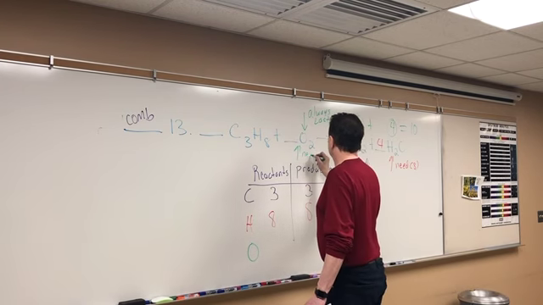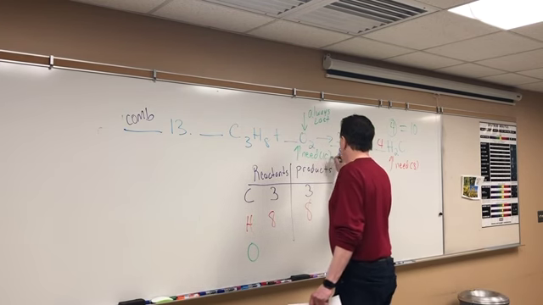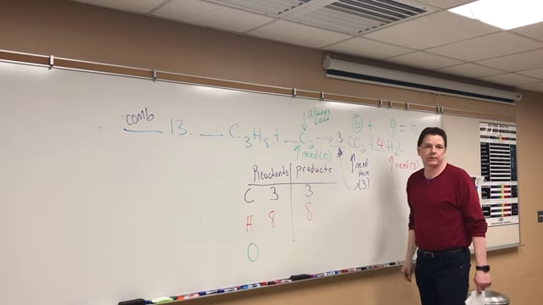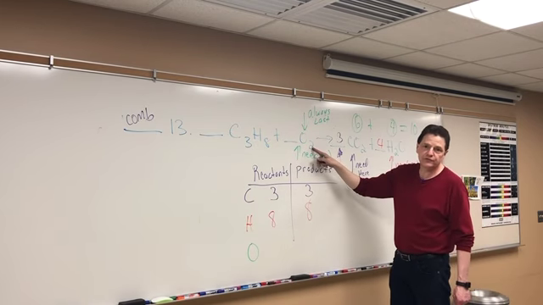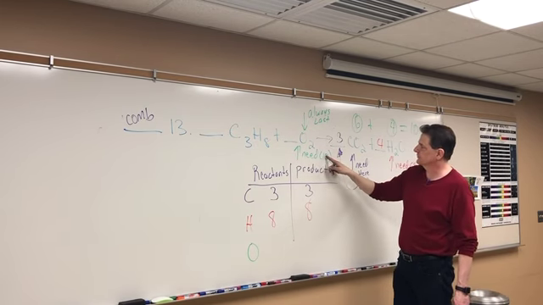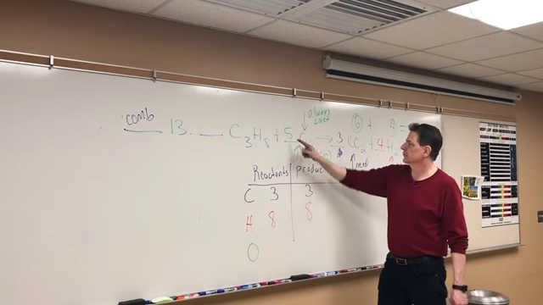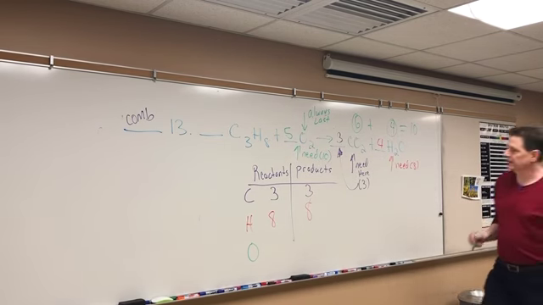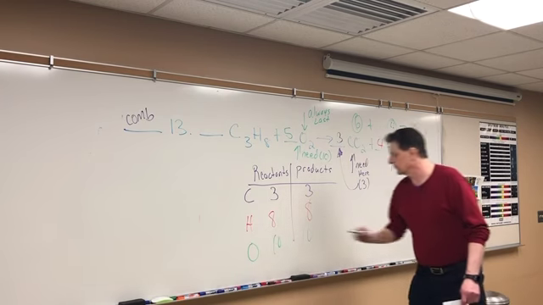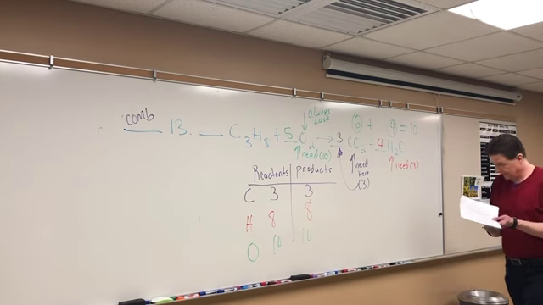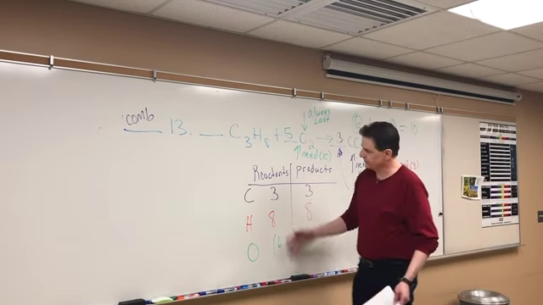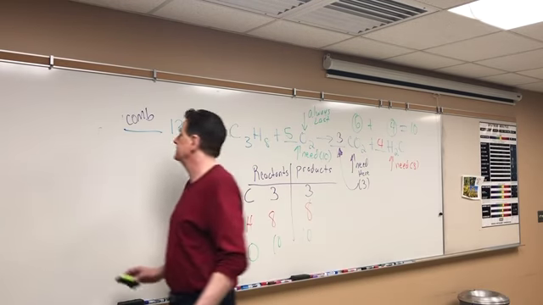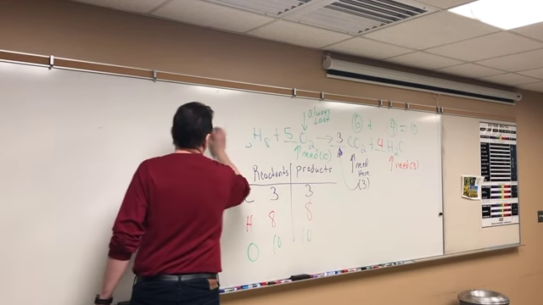What I need here is 10, but I have 2 in play. I need some multiple by 2 to get me 10. So 2 goes into 10 5 times, or 5 times 2 gets you 10. And congratulations, you just balanced your first combustion reaction. Little different technique, a very structured technique for combustion reactions.